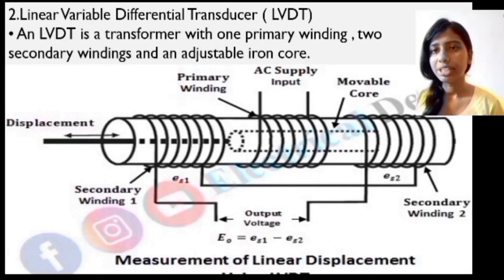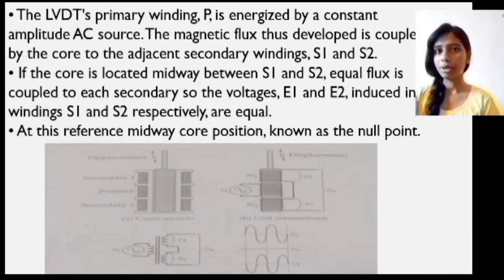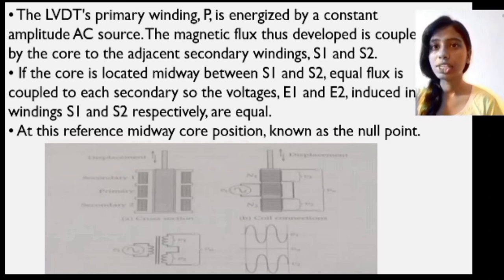The second one is the linear variable differential transformer. An LVDT is a transformer with one primary winding, two secondary windings and an adjustable iron core. So this is a picture of it. The LVDT's primary winding, P, is energized by a constant amplitude AC source. The magnetic flux thus developed is coupled by the core to the adjacent secondary windings S1 and S2.